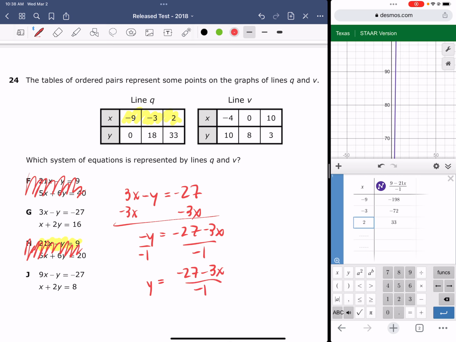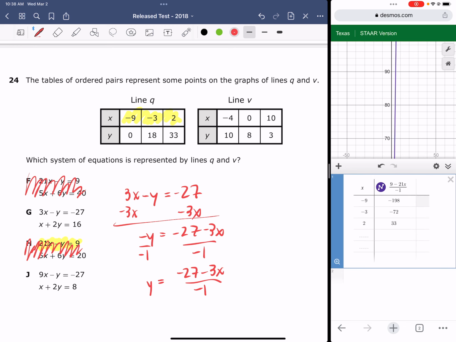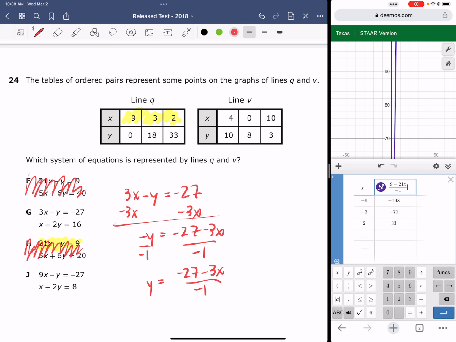If you come back up into your table, you can go to where the y value is and just delete out that function and type in the new one. Negative 27 minus 3x, and then we want that to all be divided by negative 1. So really, you need to start with a fraction and then start typing in your equation.